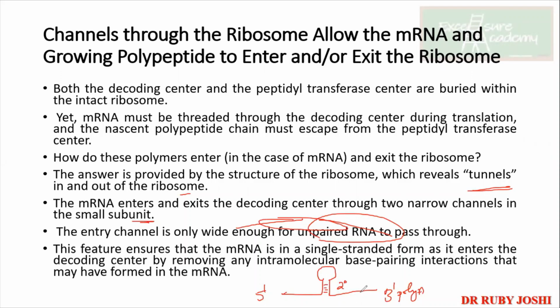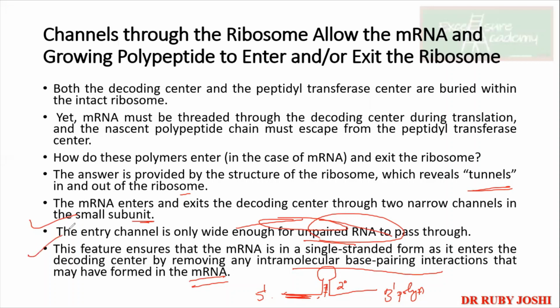तो ये avoid करने के लिए what they make sure is that the entry channel is only wide enough for unpaired RNA. So सिर्फ single stranded RNA ही enter कर सकता है. अगर ऐसा कुछ बना है, so this will be broken. Those temporary hydrogen bonds will be broken, and then only this RNA can enter the 30S subunit. Okay. Now, this feature ensures that mRNA is in single-stranded form as it enters the decoding center by removing any intramolecular base pairing interactions that may have formed in the mRNA. Okay, so this is what it is doing.